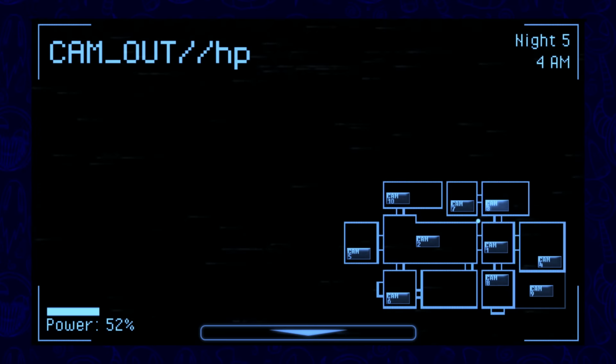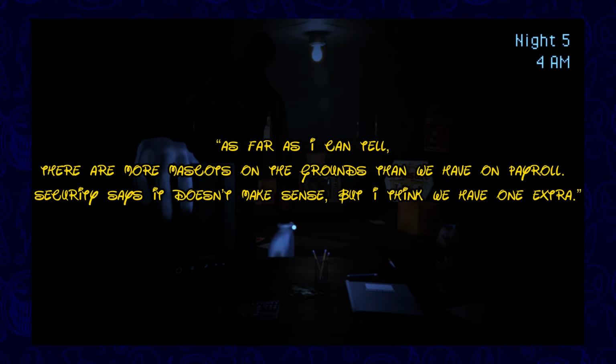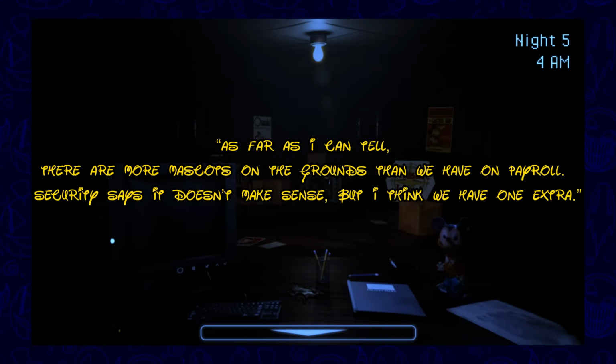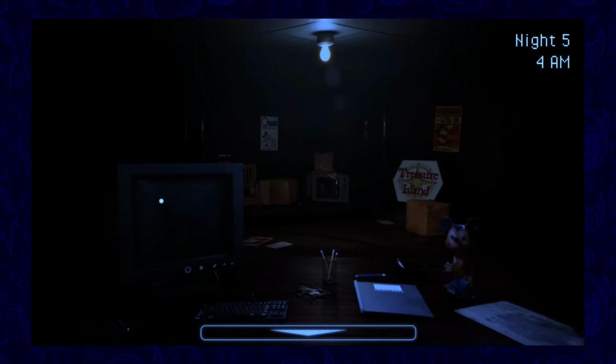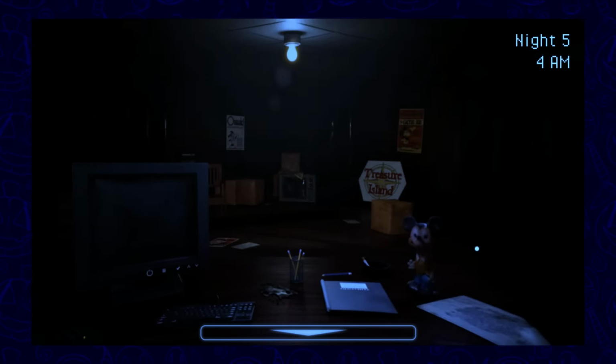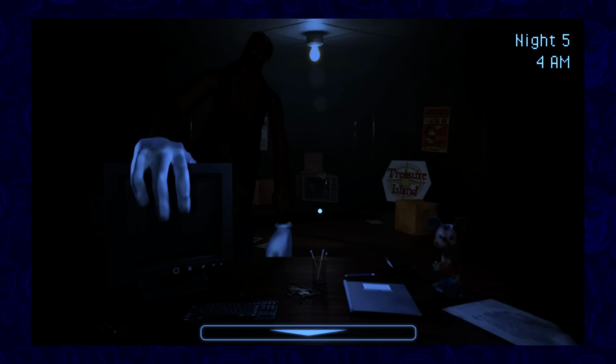And that is why at the end of the story, we hear one of the staff members say, "As far as I can tell, there are more mascots on the grounds than we have on payroll. Security says it doesn't make sense, but I think we have one extra." As we read in A Few Suggestions, we are quite literally seeing this new Corruptus being born and coming to grips with the fact that it is not human. It tries to escape its own skin at first, but realizes that it can't. And once it realizes this, realizes that it is just a costume, it begins killing other staff members and hanging them up because it starts viewing its fellow mascots like itself.